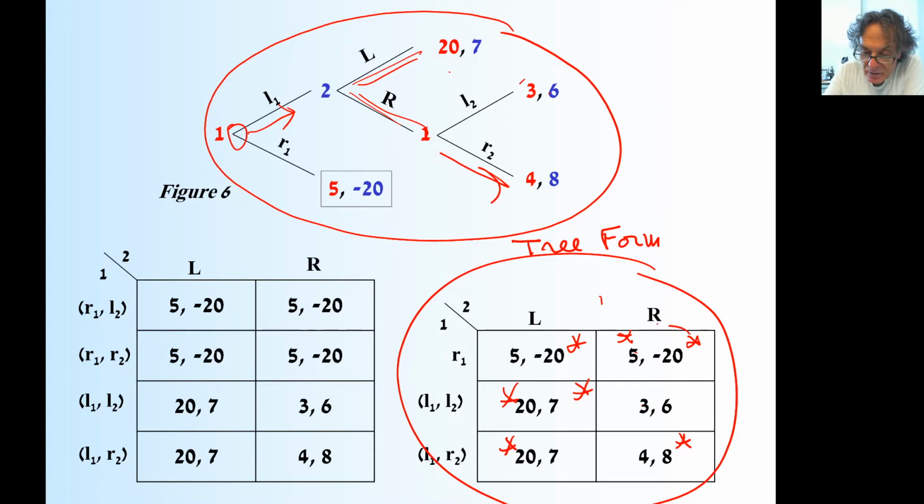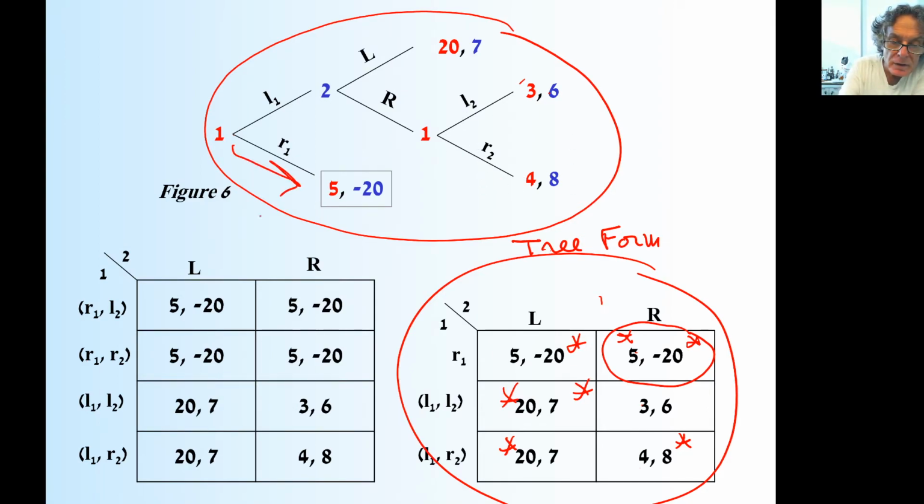Okay, what does this mean? R1 and R. I go R1 and she goes R. Okay, it doesn't matter if I go here or here because the game terminates here. That is the perfect equilibrium. This is the perfect equilibrium.